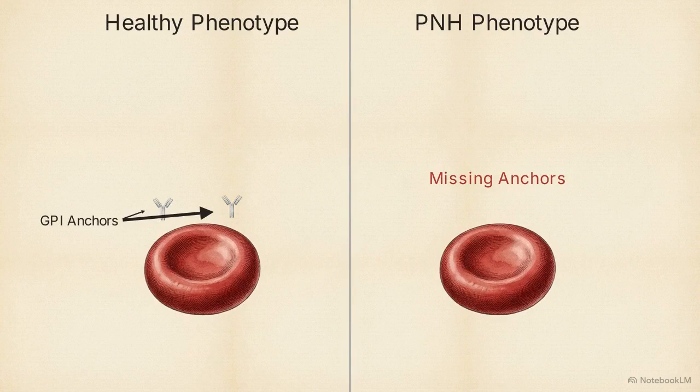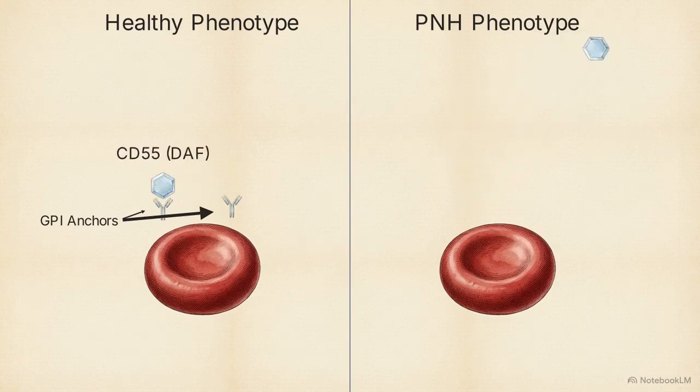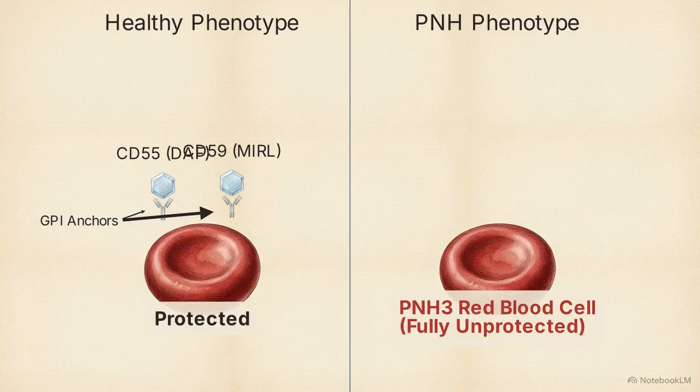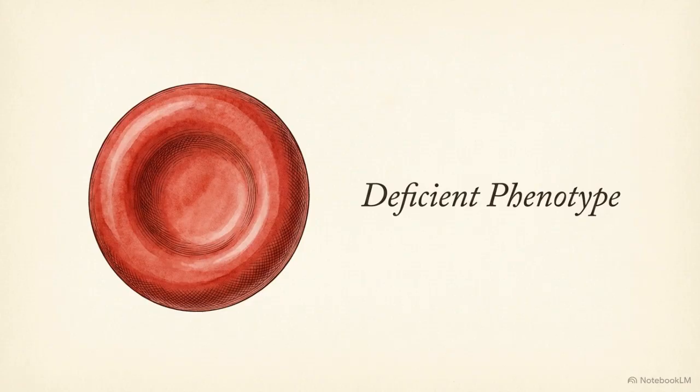The first lost shield is CD55, also known as decay accelerating factor. The second missing protein is CD59, the membrane inhibitor of reactive lysis. Like CD55, it requires a GPI anchor to stay attached to the cell surface. Red blood cells missing these specific surface proteins are referred to as PNH3 cells.